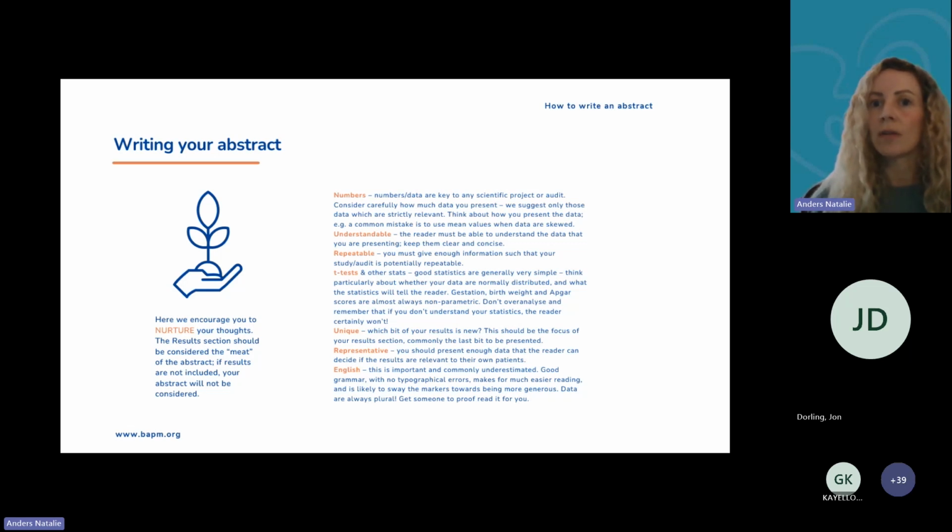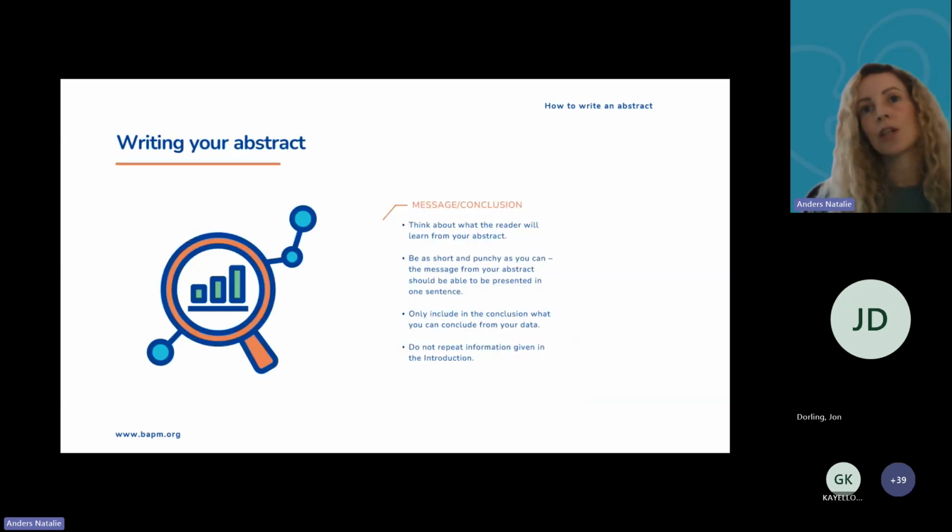Good grammar with no typographical errors, making it much easier for reading, is likely to sway the markers towards being more generous. Data are always plural. Get someone to proofread it for you. Your message and your conclusion.